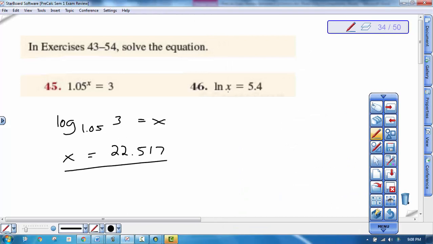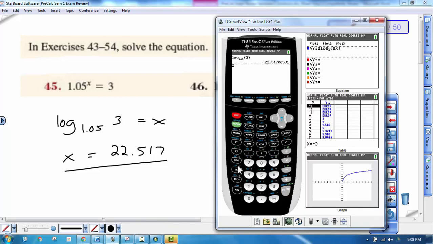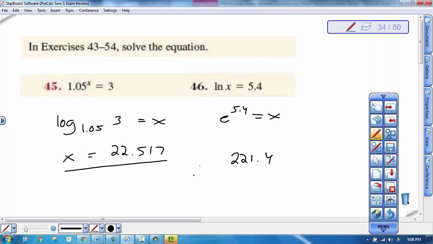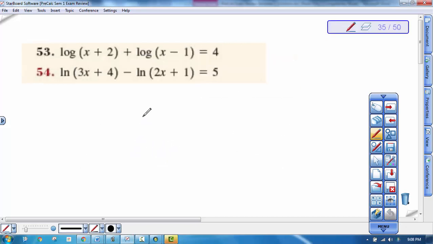Same thing here, you can just change it into exponential form, e to the 5.4 equals x, and that's something you can do in your calculator, hopefully very easily. E is down here, to the 5.4. Gives you your answer of about 221.4. And I'll try to be specific about how I want you to round on the exam as well. But since it doesn't say here, we'll just do tenth here, and I guess we can do tenth here as well. Okay, solving more log equations.